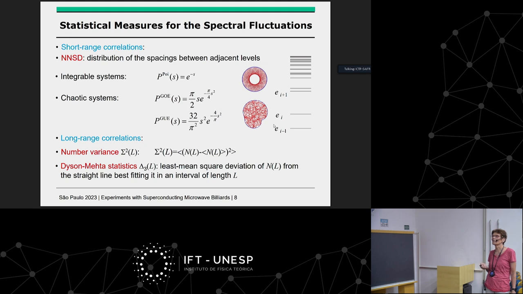Another one which is often used is the so-called Dyson-Mehta statistics, Delta 3. It's the least mean square deviation of the integrated spectral density from the straight line best fitting it, and it gives you information on the rigidity of your spectrum. If the eigenvalues are completely uncorrelated, then you don't have any rigidity.